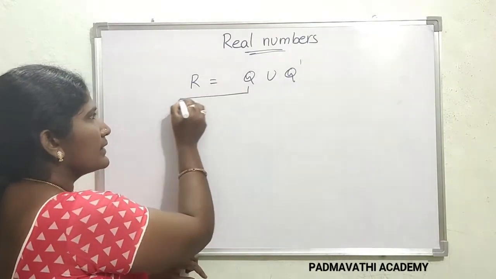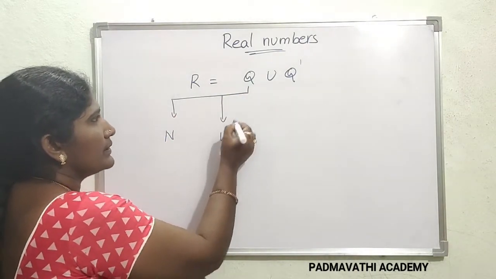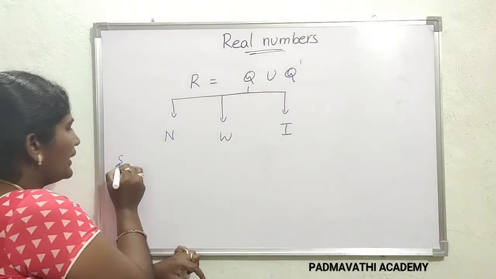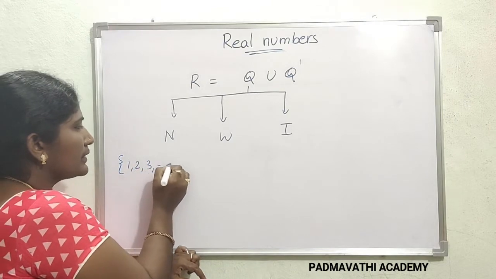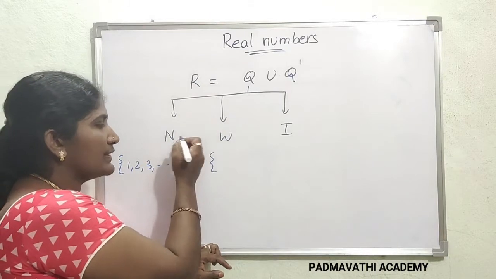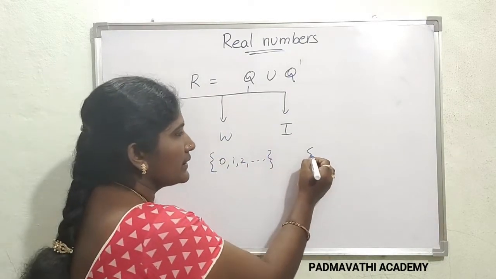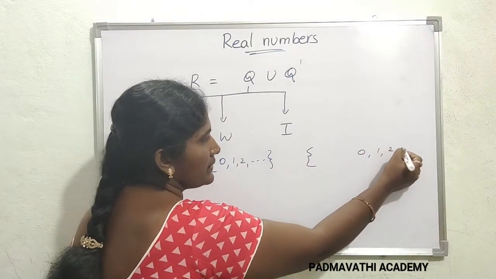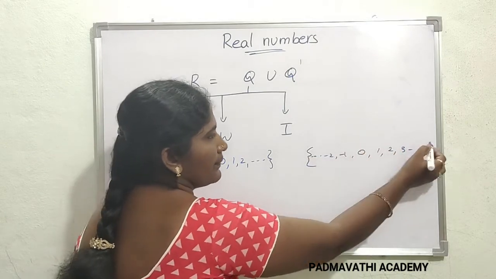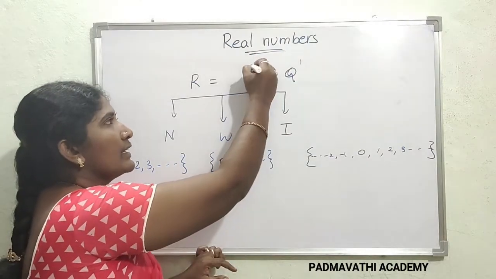Rational numbers contain 3 sets of numbers: natural numbers, whole numbers and integers. What are natural numbers? The counting numbers are called natural numbers. What are whole numbers? The natural numbers along with 0 are called whole numbers. What are integers? The positive numbers, negative numbers along with 0 are called integers. So these 3 sets of numbers are included in rational numbers.